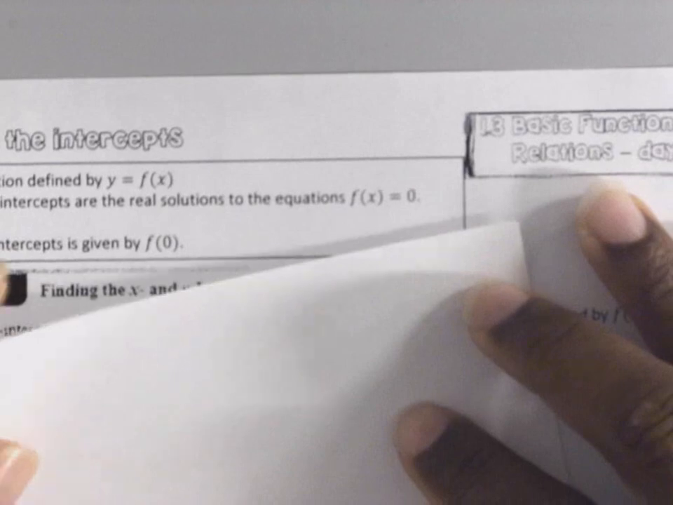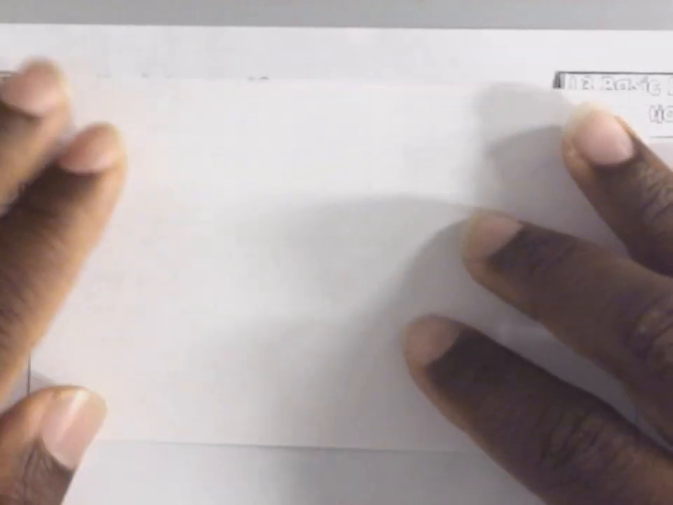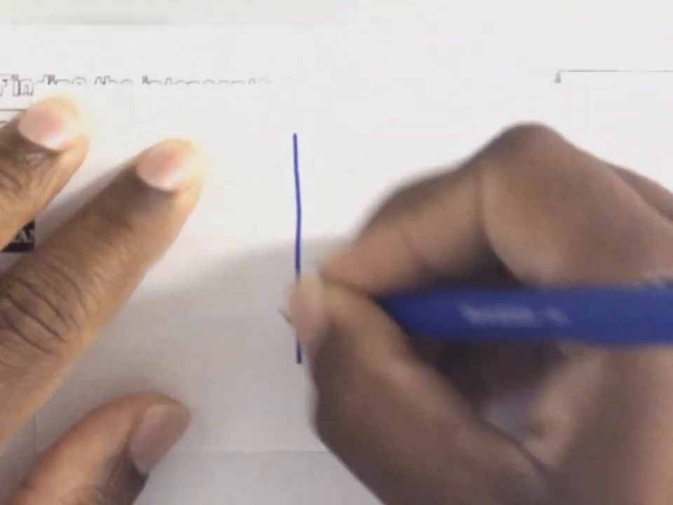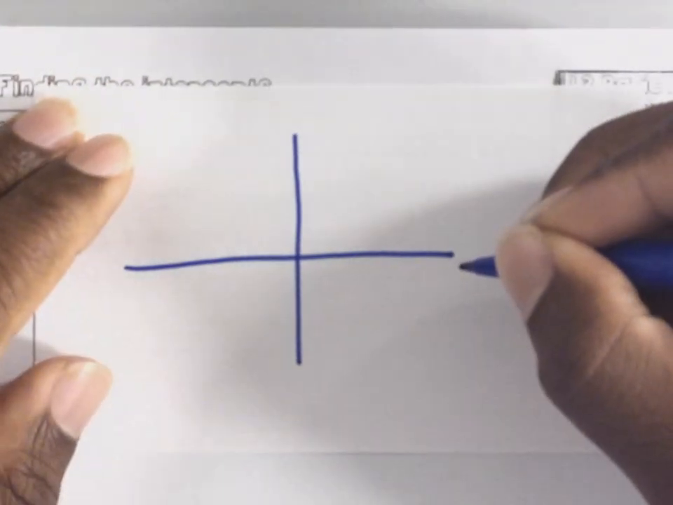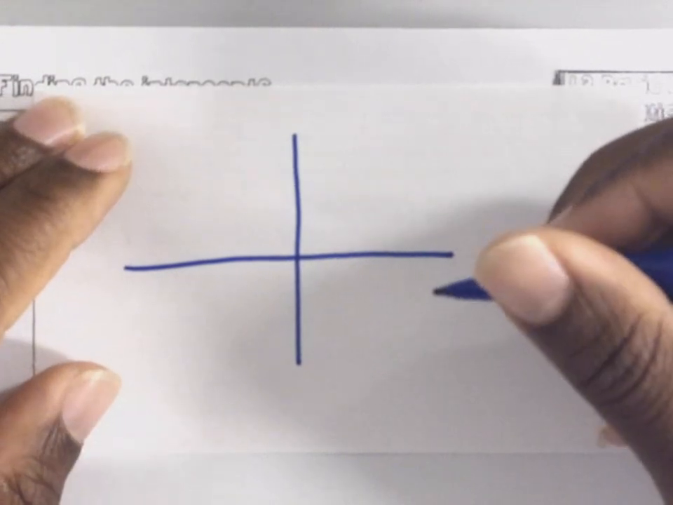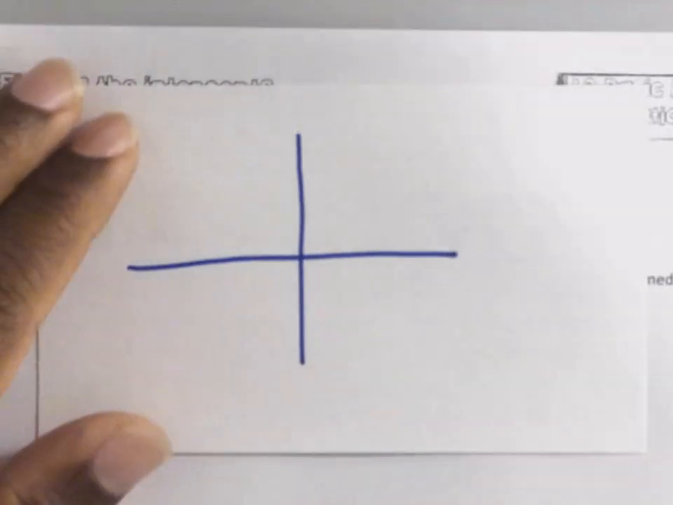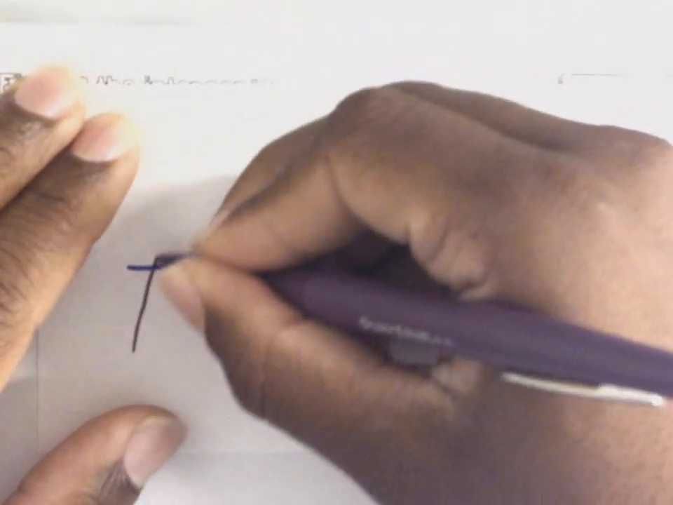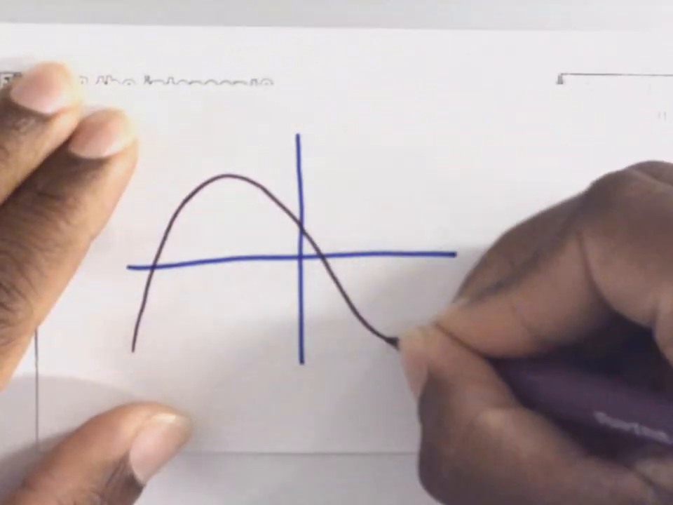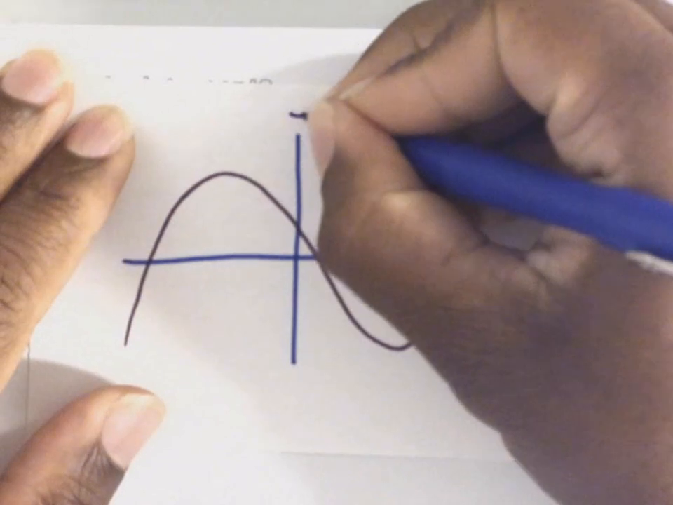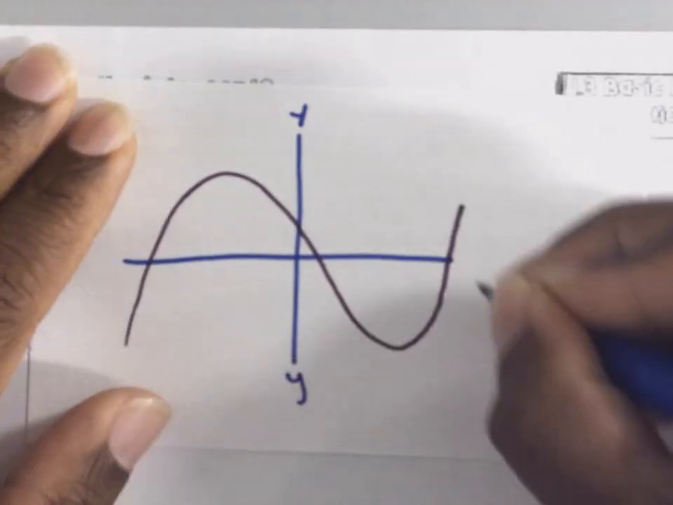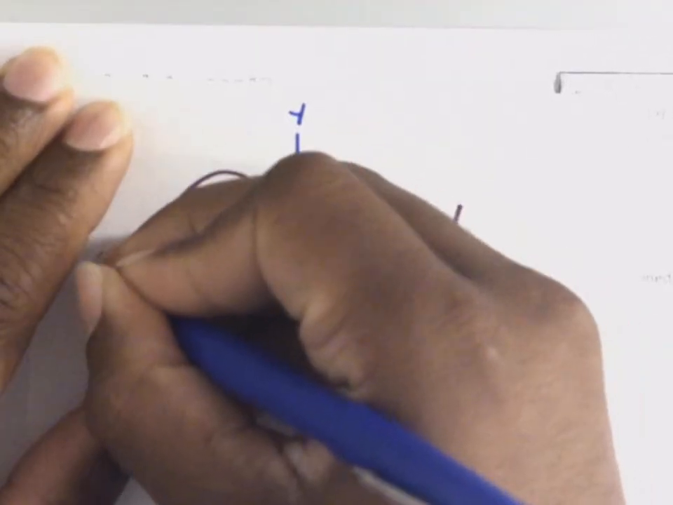So anybody, what is an intercept of a function? Where the line crosses the graph. Where it crosses the graph. Yep. So let's say I'll just sketch a graph. You don't have to draw this. The y-axis would be here. The x-axis would be going left to right.